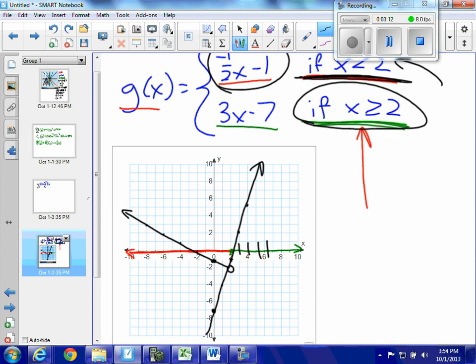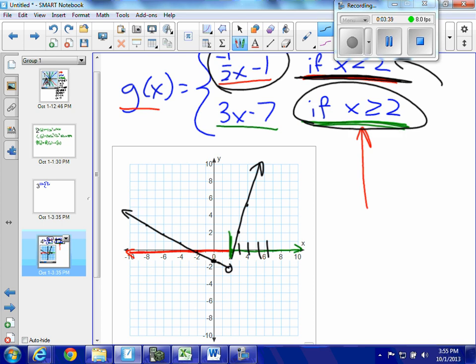But again, I don't want that where x is less than 2. I only want it where x is greater than or equal to 2. So that starts right here at this green point. And I want to erase all of this stuff right here. I'm going to erase the other function there for a second, just because it's in the way. I'll put it back, I promise.